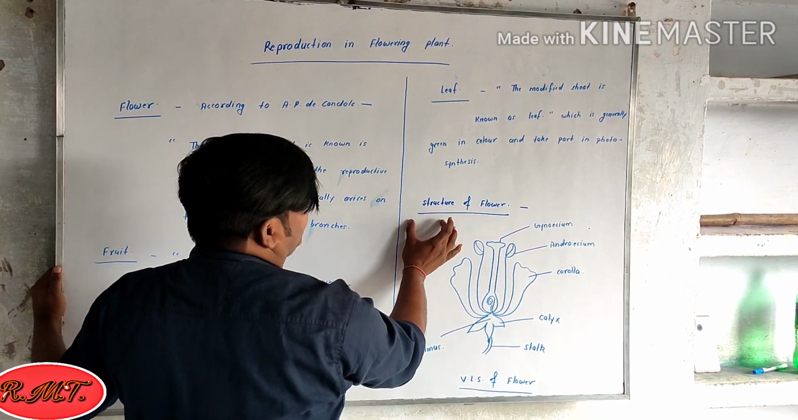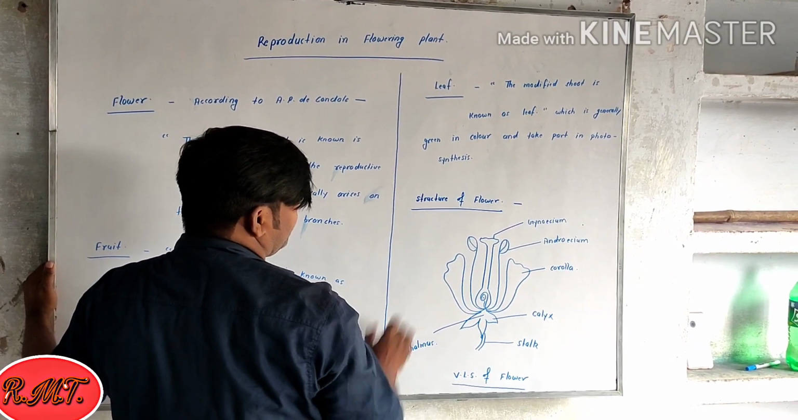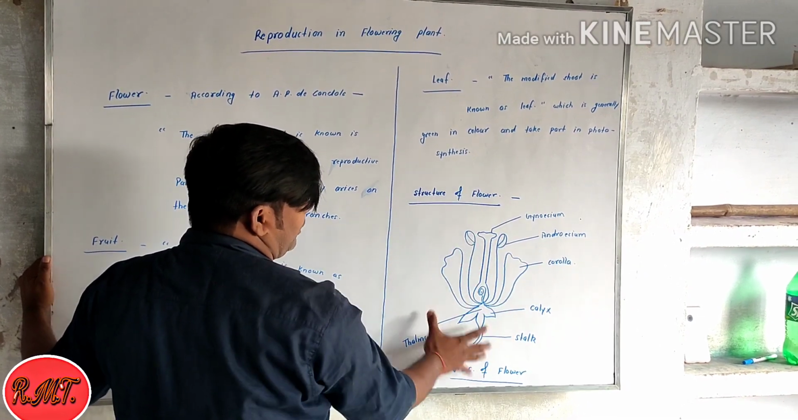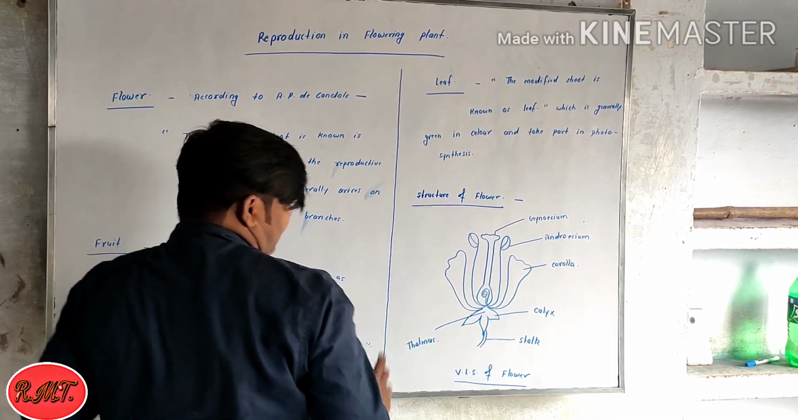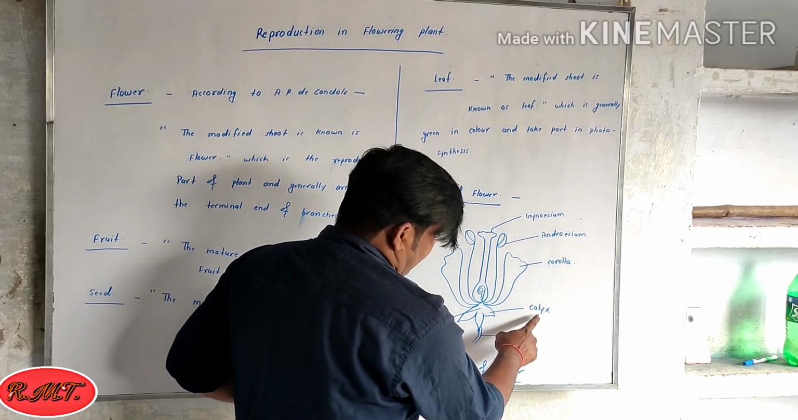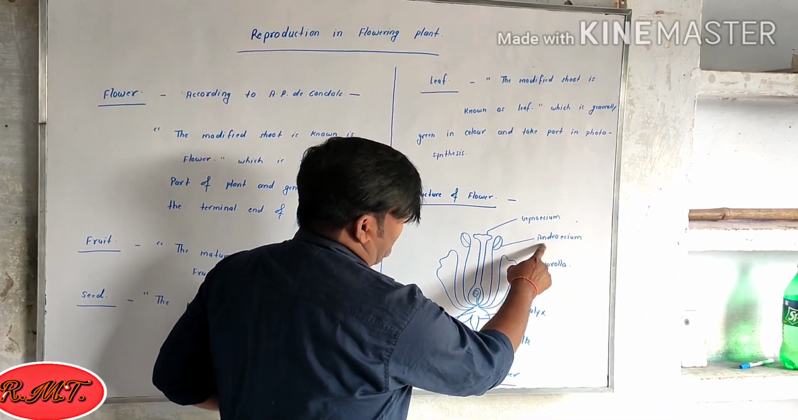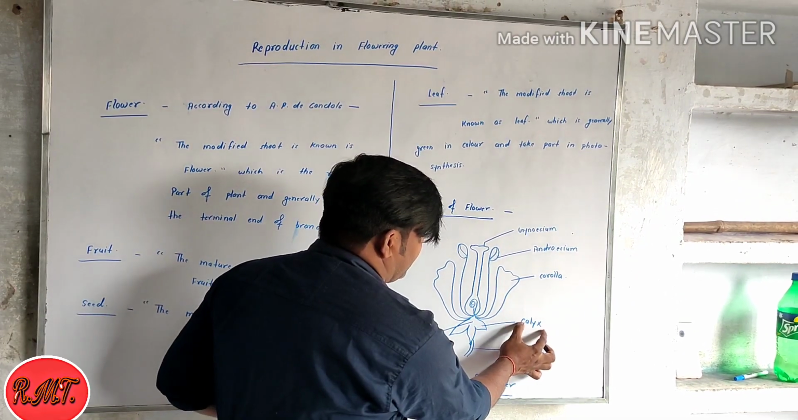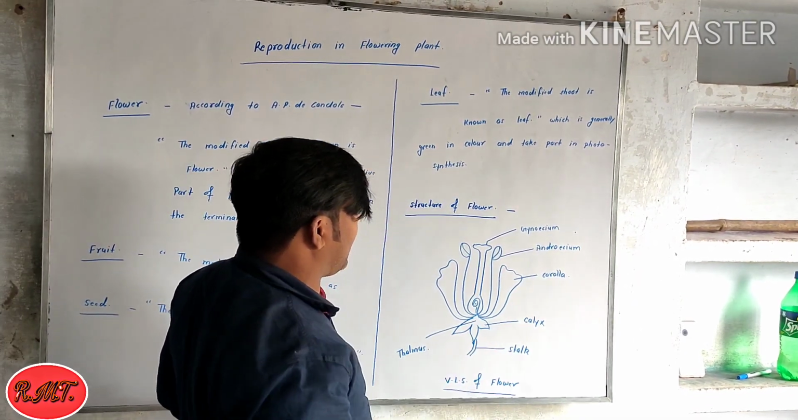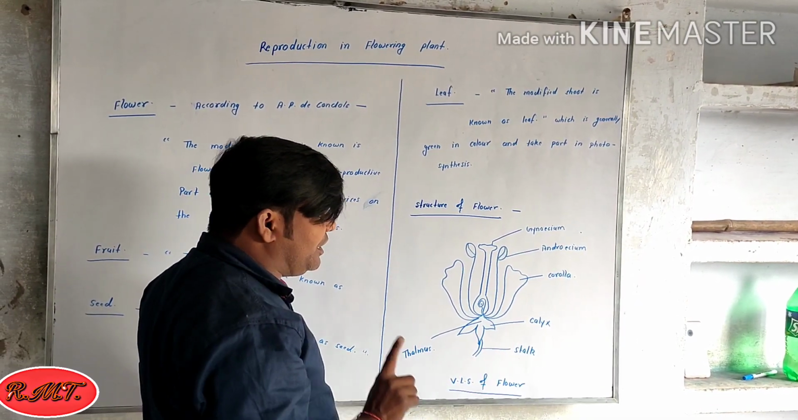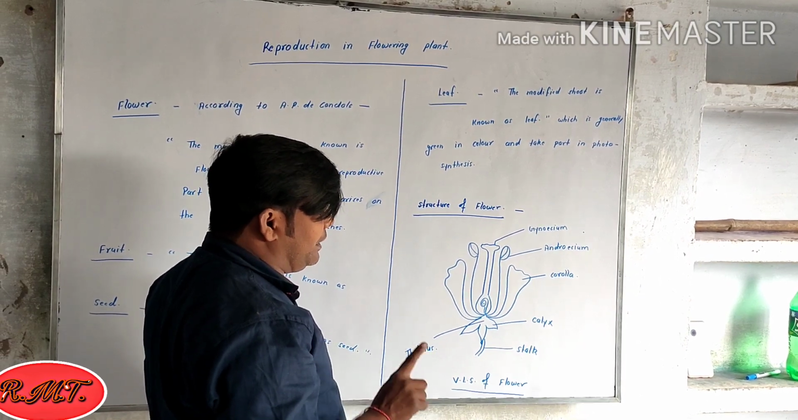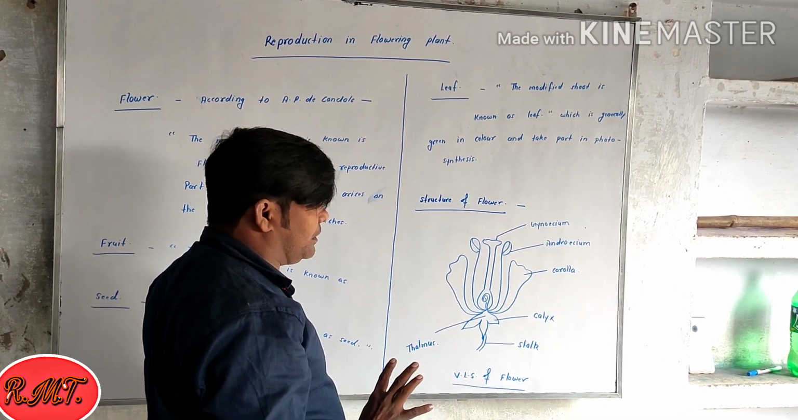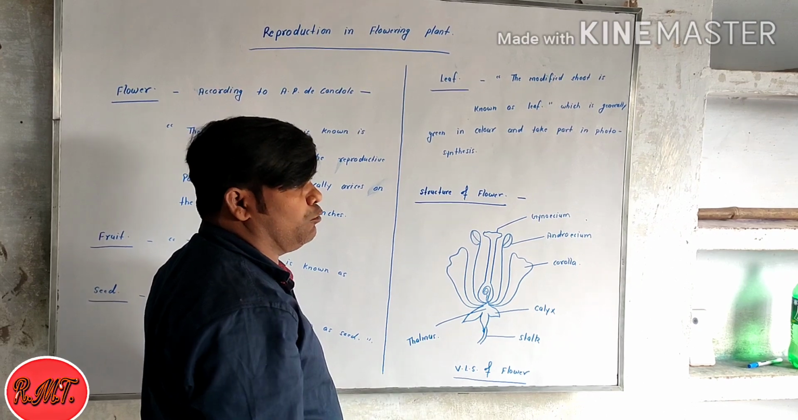Now the structure of flower. A flower has different floral parts, which are known as calyx, corolla, androecium and gynoecium. Now calyx, it is the outermost whorl of the flower, which is generally green in color and takes part in photosynthesis, and its unit is known as sepal.